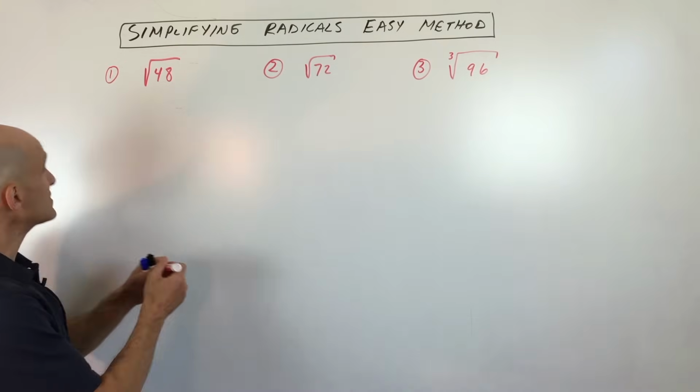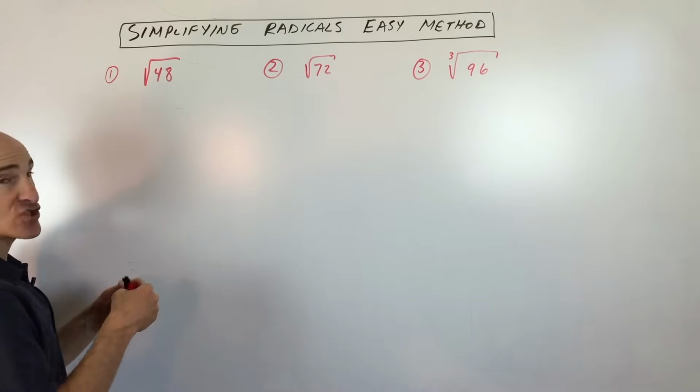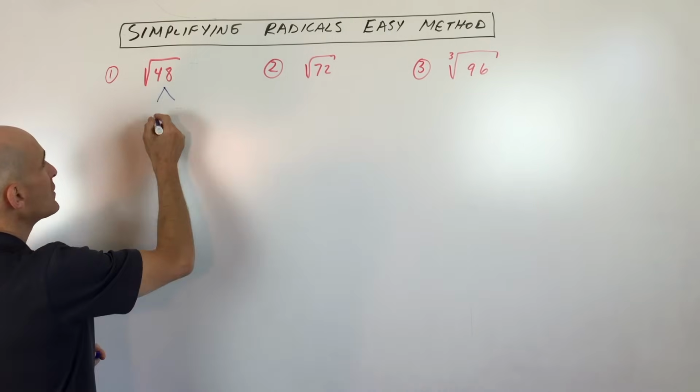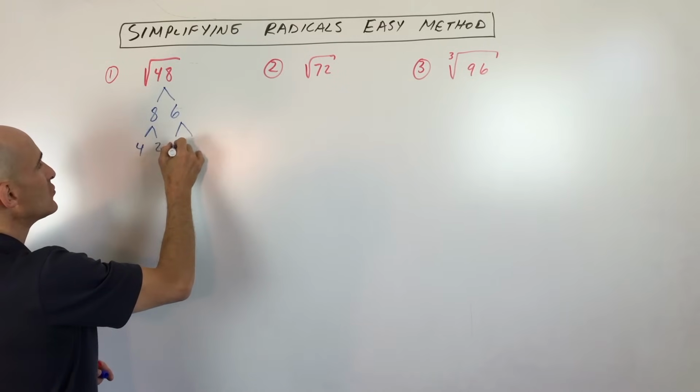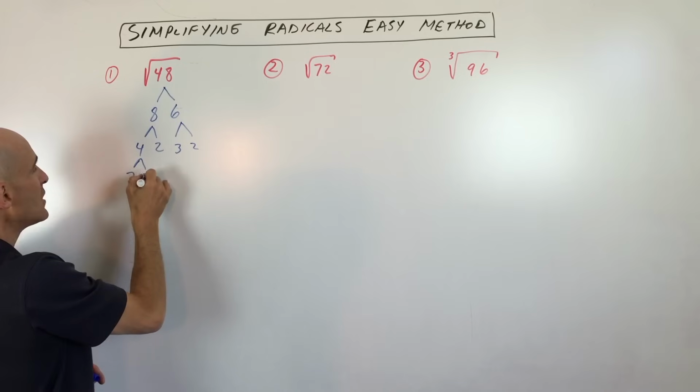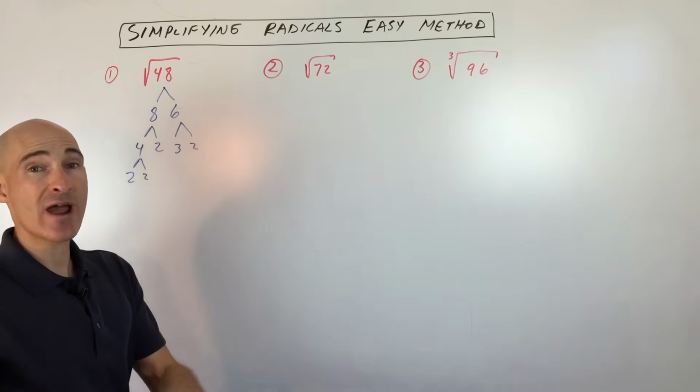All you have to do is do a prime factorization tree. You just break down the number. You say, well, 48, that's really like 8 times 6. And 8, that's like 4 times 2. And 6 is like 3 times 2. And you just keep breaking it down until you get to just the prime numbers.